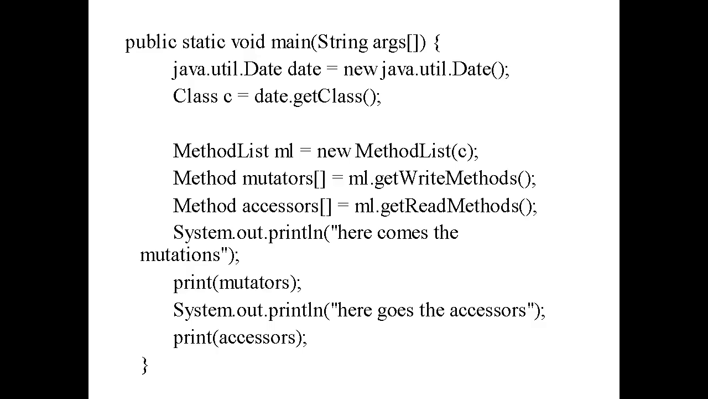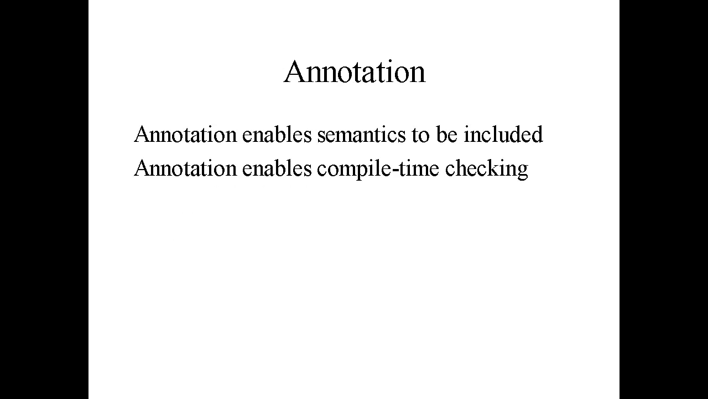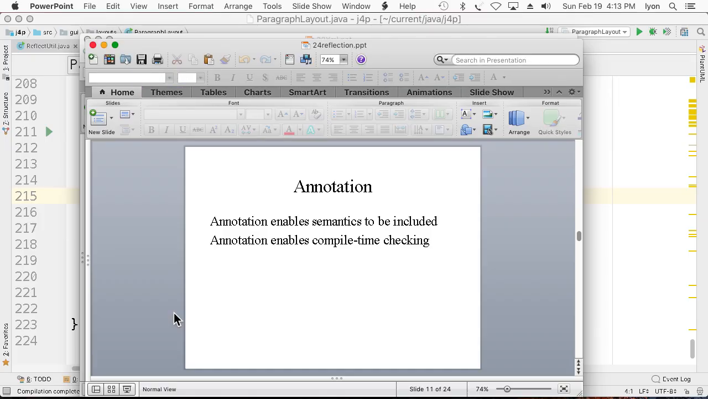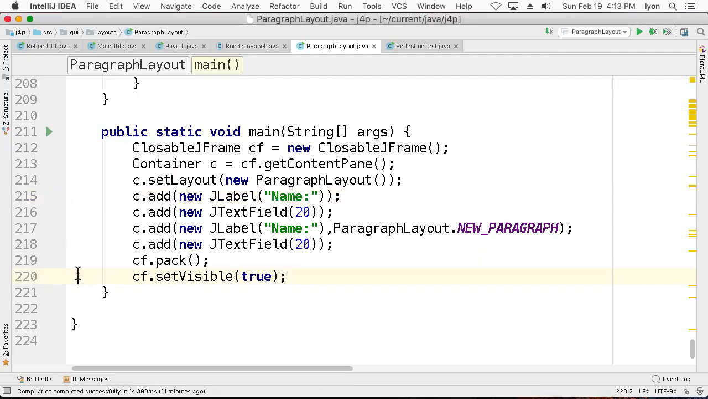So you can get the write methods for the method list, you can get the read methods for the method list, and that forms two lists. These method lists are mutators and accessors. Read methods are accessors, write methods are mutators. So now you can take the mutators and print them out, and then here come the accessors, and print out the accessors. So let's see if we can find a way to get a demo on that.